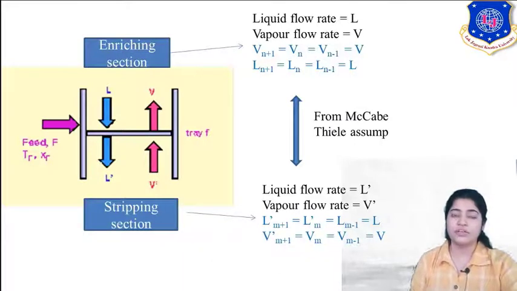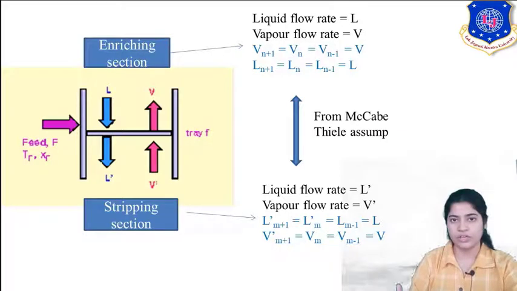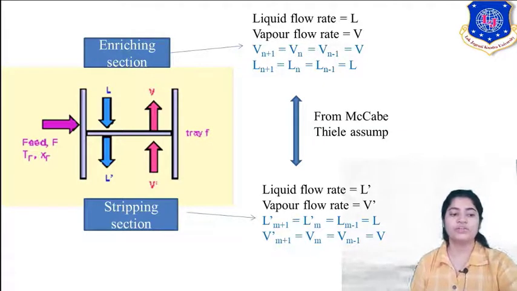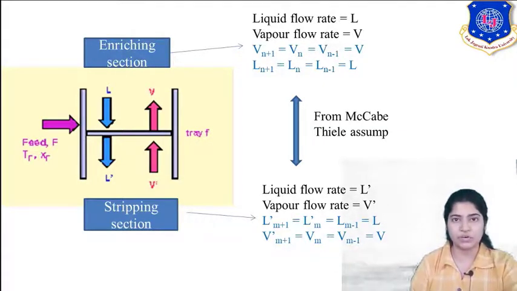Moving forward, here you can see that you are introducing your feed into plate F. Tray F is your feed plate. The area above the feed plate is your enriching section, whereas the bottom part is your stripping section. Here the liquid L is your liquid flow rate in the enriching section. Similarly, the vapor flow rate is V. Now from the McCabe-Thiele assumption, we know that the vapor flow rate and liquid flow rate in all the plates of any section is constant.